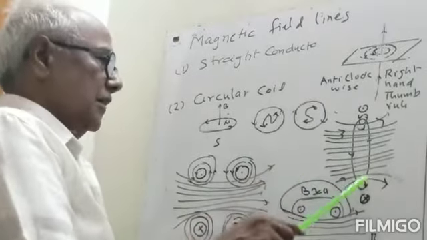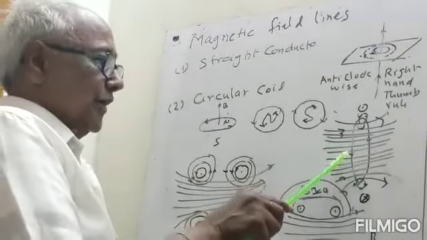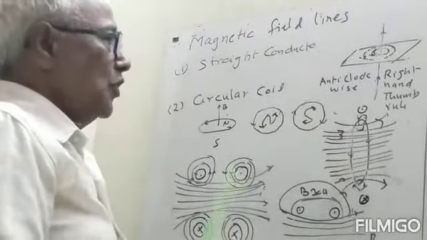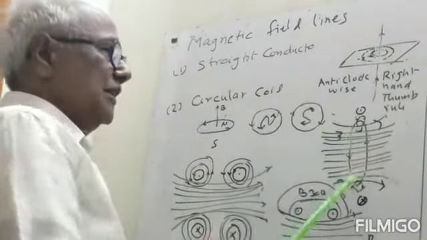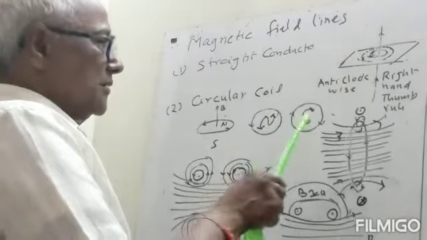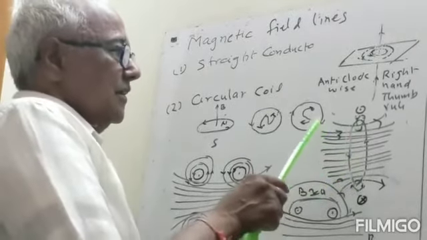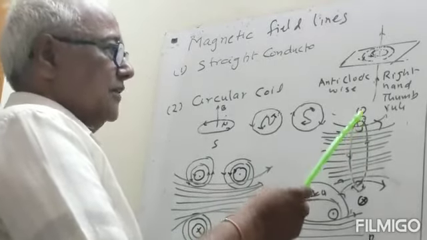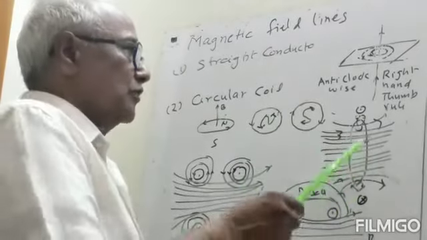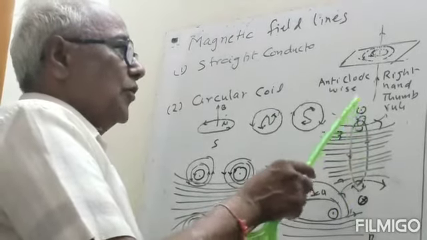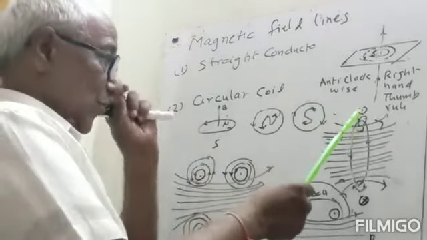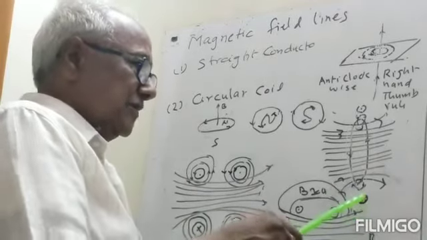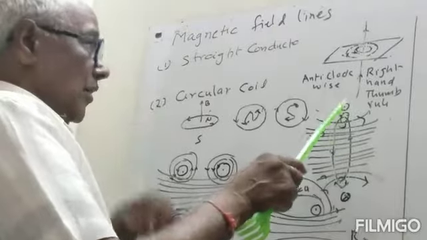If the current passing through the coil is anti-clockwise, then we will show the magnetic field lines in three dimensions, not in one or two dimensions. At this point the current is coming outside. Here the current is going downward. So we will put a circle and dot. Dot means coming outward, perpendicular to the board. Here the current is going downward, perpendicular to the board and inside it, so we will write a cross. Here we will write the dot.